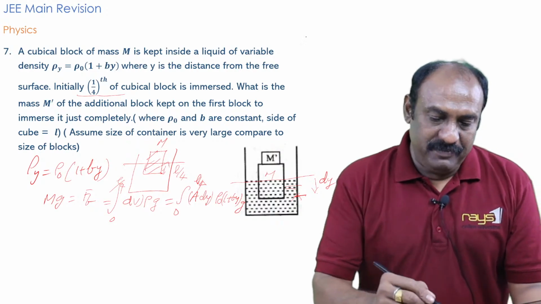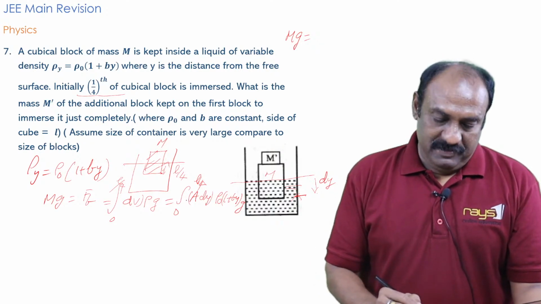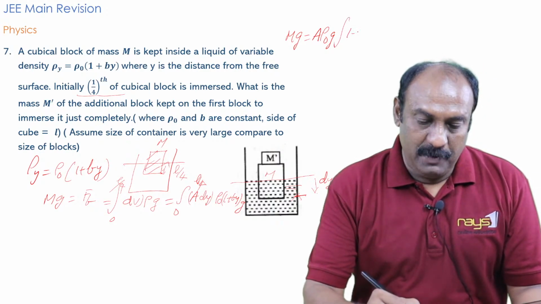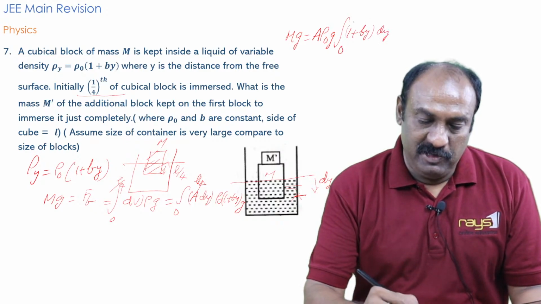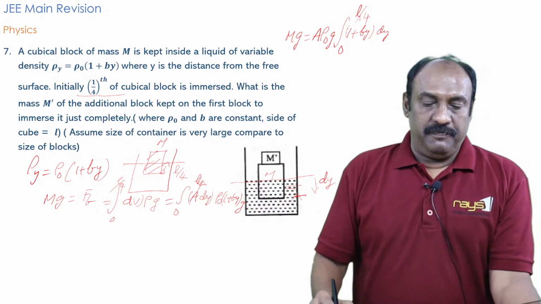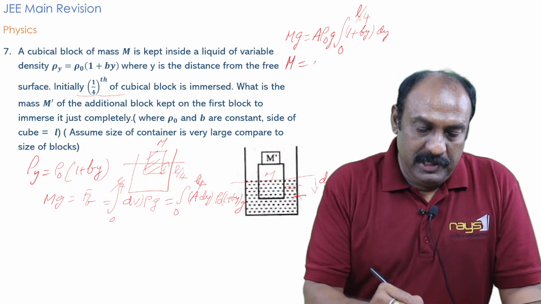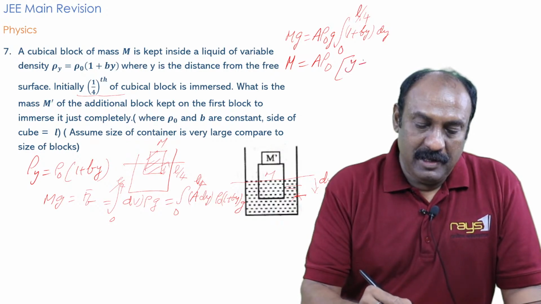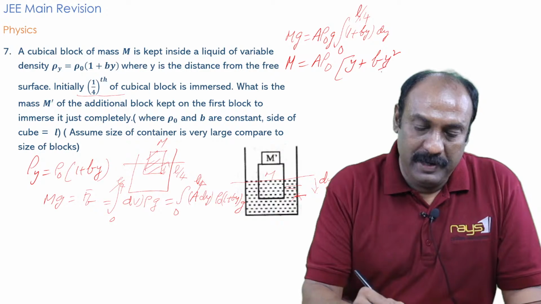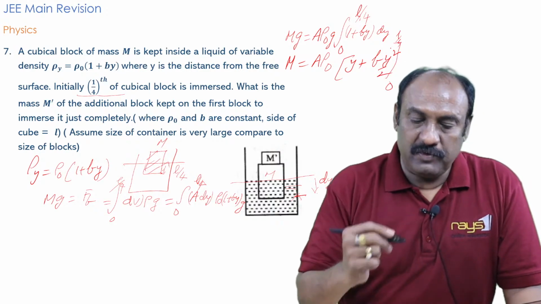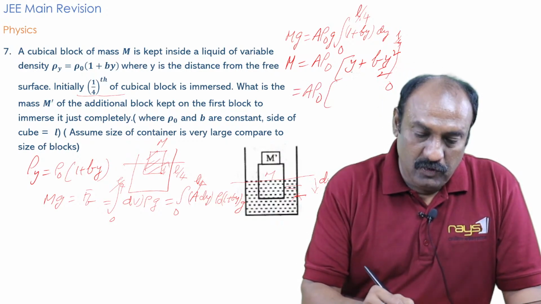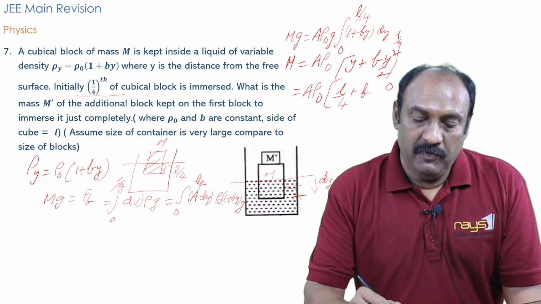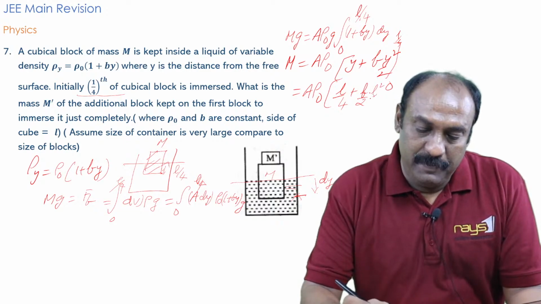So from this, Mg is equal to A ρ₀ g, which is constant, and the remaining terms are variables: the integral of (1 + by) dy within the limits 0 to L/4. The g gets cancelled, so M equals A ρ₀ times the integration of 1 dy, which is y, plus for by it is b y² by 2, within the limits 0 to L/4. That equals A ρ₀ times, substituting the upper limit, L/4 plus b/2 into (L/4) whole squared, that is L²/16.